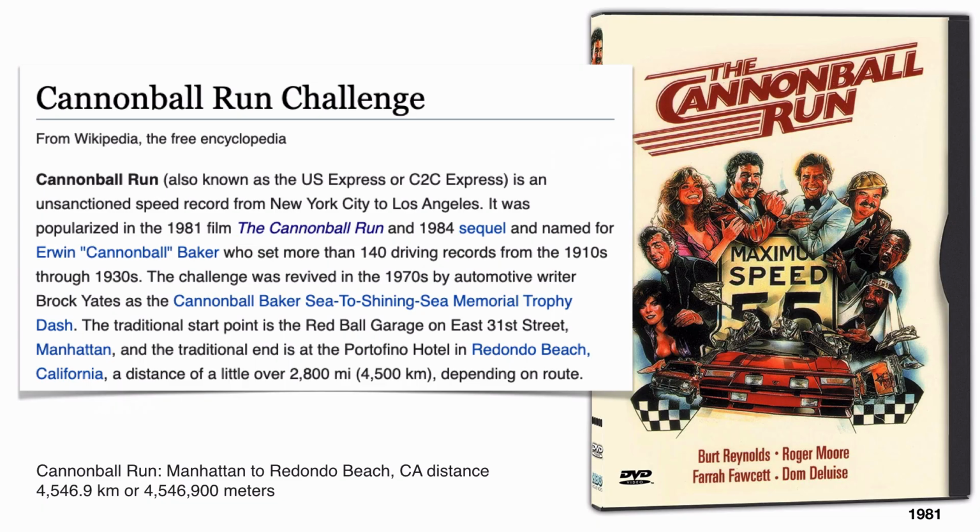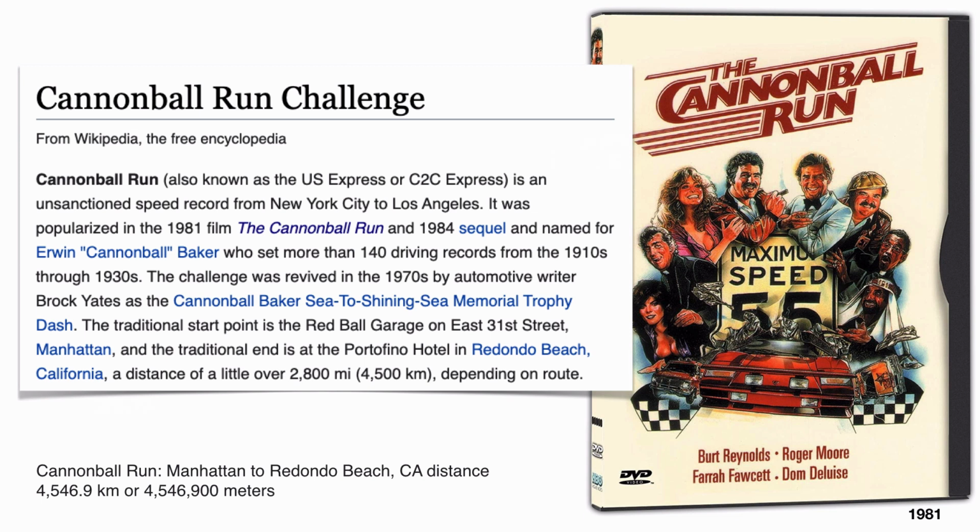So I'm going to make an analogy here, and I don't know if you've seen the movie The Cannonball Run from 1981, but there's an actual race. It's sort of an undercover race. It's not an actual race with referees, because it's all done illegally because you are breaking the speed limit in every single state. But it is a race that goes from the Red Ball Garage in New York City to a very specific hotel in Los Angeles.